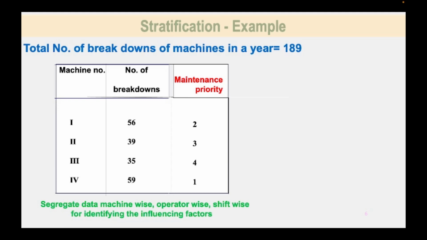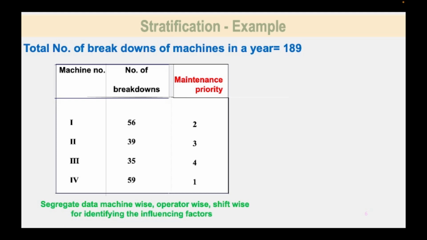This is a live case. In one of my machinery areas, suddenly there was a hue and cry from top management. Total number of breakdowns are very high. You need to do something. You cannot do anything. You do not know where to start. So what I did was I segregated the failures into number of machines. Machine 1, how many? 56. Machine 2, 39. Machine 3, 35. Machine 4, 59 breakdowns out of 189.